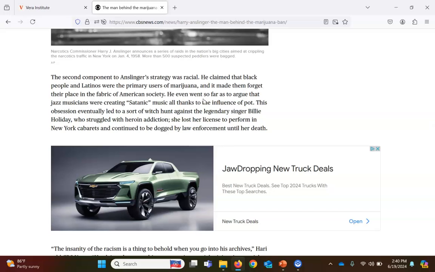As we continue to talk about marijuana in particular, there is again going to be a racial component, not just in the 1930s, but additionally in Nixon's war on drugs. He claimed that Black people and Latinos were the primary users of marijuana, and it made them forget their place in the fabric of American society. He even went so far as to argue that jazz musicians were creating satanic music, all thanks to the influence of pot. This obsession eventually led to a sort of witch hunt against Billie Holiday, who struggled with heroin addiction, and she lost her license to perform in New York cabarets as a result.